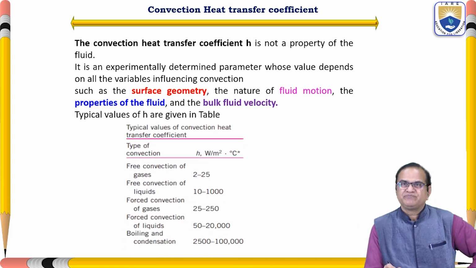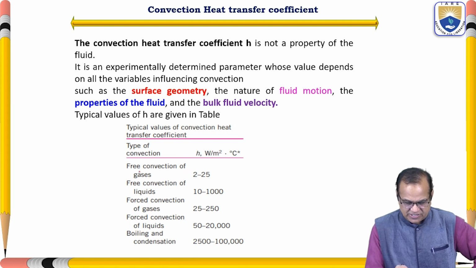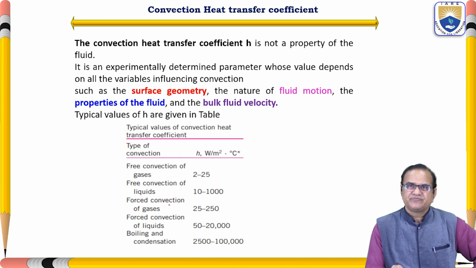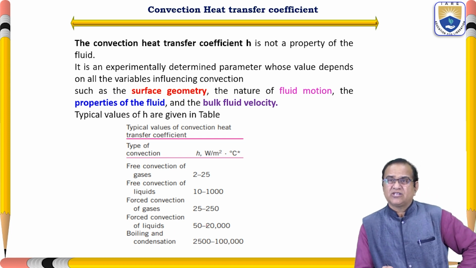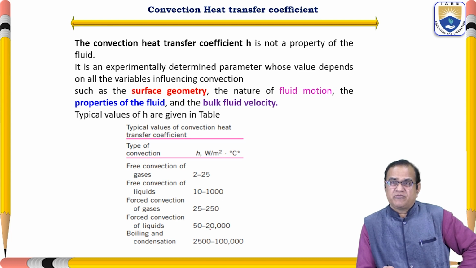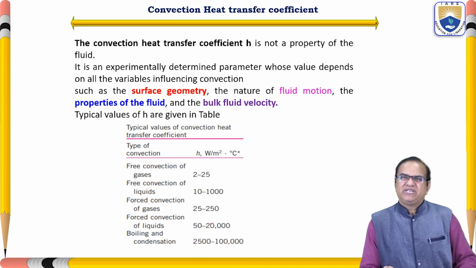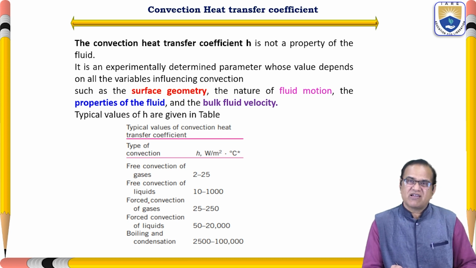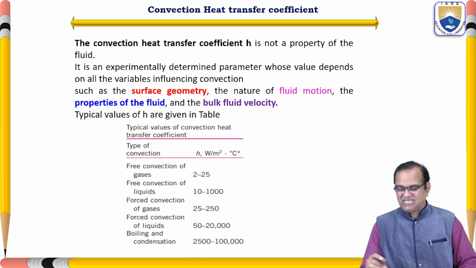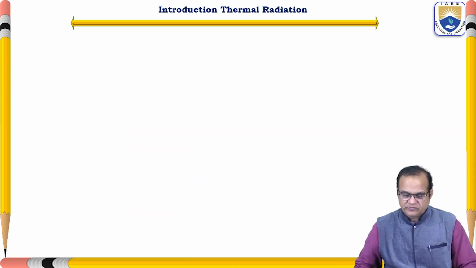You can see here that for free convection of gases, h is 2 to 25, free convection of liquids is 10 to 1000, forced convection of gases is somewhere around 10 times higher, and for boiling and condensation it is 50 to 20,000, so nearly 20 times higher. Boiling and condensation values are very high. So this h value will depend upon free convection or forced convection, and also boiling and condensation. These things we have to remember.